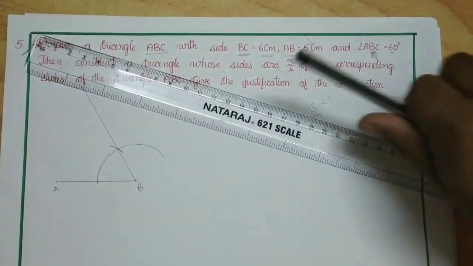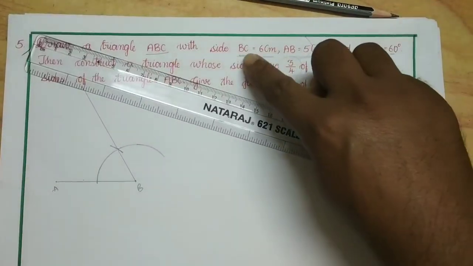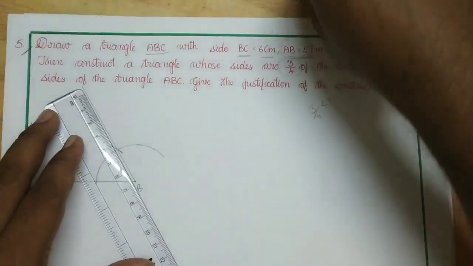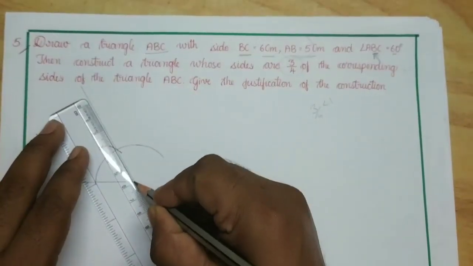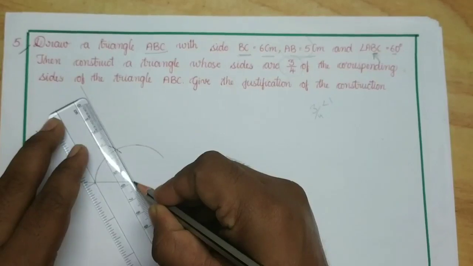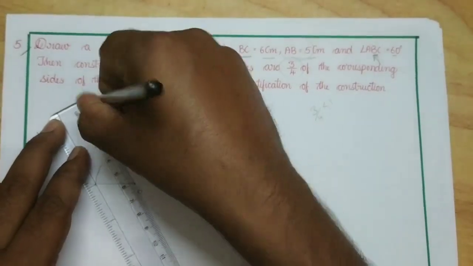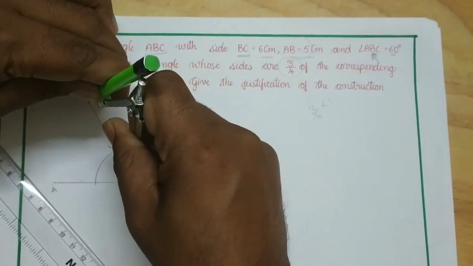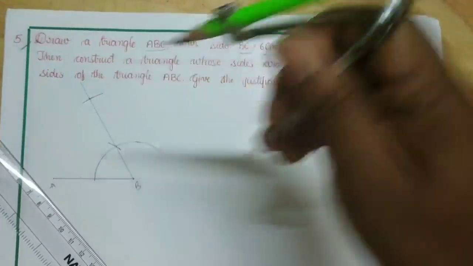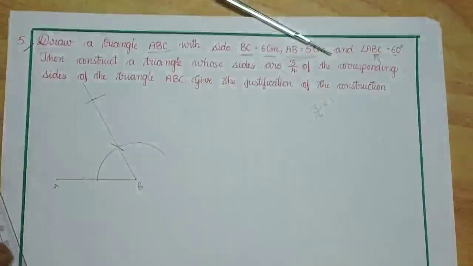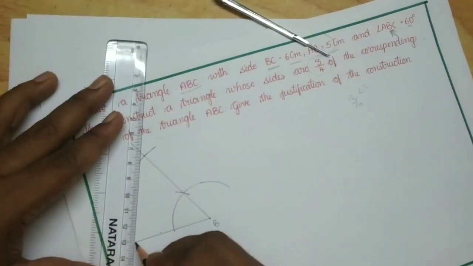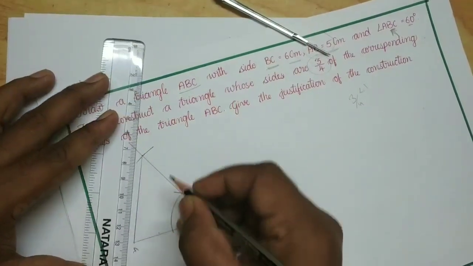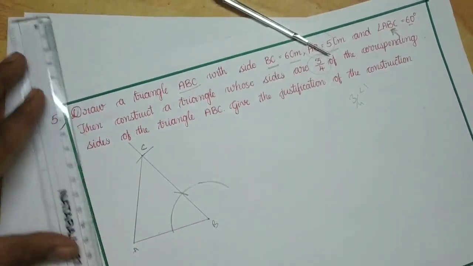Then again there is BC. BC of length how much? BC length is 6 centimeters. So BC of length 6 centimeters you draw here. If you draw 6 centimeters, you will get a point. So with the compass you have to cut this. Okay, 6 centimeters is done, right? Now join from this point onwards. A to C length we got. So this is what our triangle construction is.